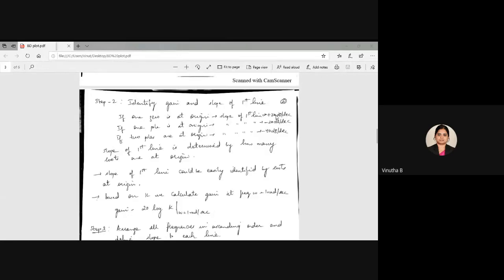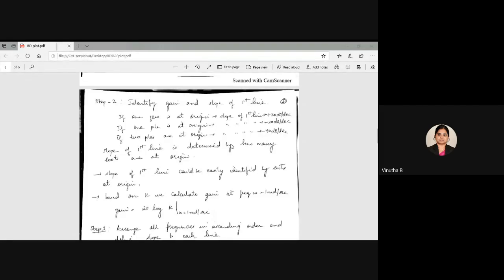And those dB per decade values, whatever values you get here, are the slopes of the first line to be drawn on the Bode plot for the magnitude curve. So if two poles are at origin, then the slope of the first line will be minus 40 dB per decade. Every pole will be minus 20 dB per decade, whereas every zero will account for plus 20 dB per decade. So if you have two poles, it is minus 20 plus minus 20, which gives you minus 40 dB per decade. If there are two zeros in the numerator, then it will be plus 20 plus 20, that will be plus 40 dB per decade.